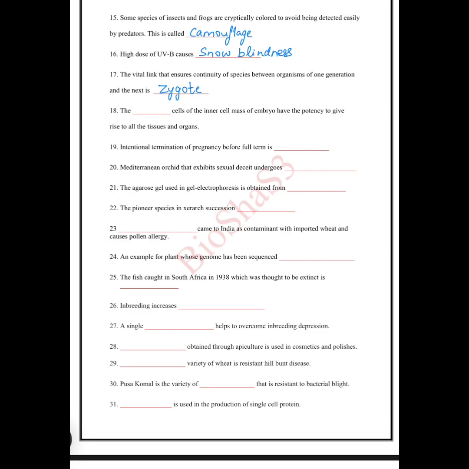The stem cells of the inner cell mass of embryo have the potency to give rise to all the tissues and organs. Intentional termination of pregnancy before full term is MTP. Mediterranean orchid that exhibits sexual deceit undergoes pseudocopulation.